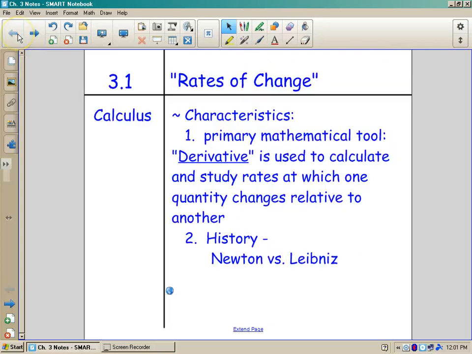Okay, so section 3.1, rates of change, talking about calculus. We've watched a video on YouTube, Newton versus Leibniz, calculus controversy, look it up. Okay, so here we go.